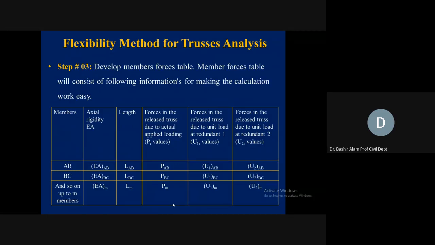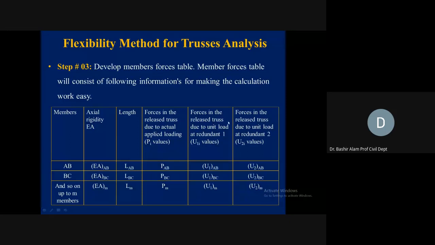Now, here we make this table for the member forces. And how is this table formed? First, we write the members. Let's say AB, BC, CD, and these are the members. Axial rigidity, EA, we write for each member in front of that in the row. Length for AB, for BC, and so on. Forces in the released truss due to actual applied load, so P values: P for member AB, P for member BC. Remember, in the case of rigid jointed frames, we did capital M for AB, then capital M for BC, and then capital M for the other member.